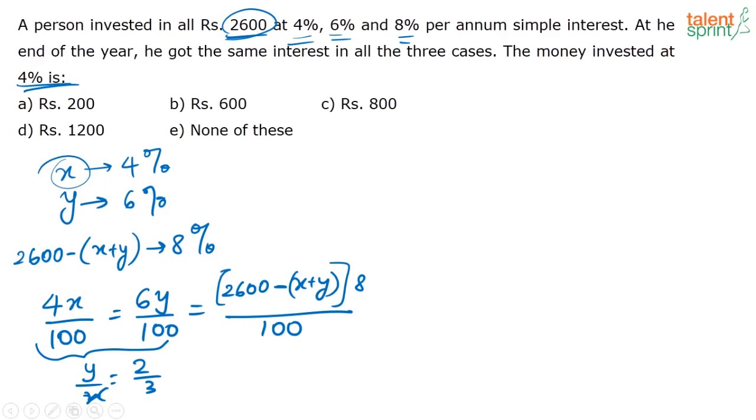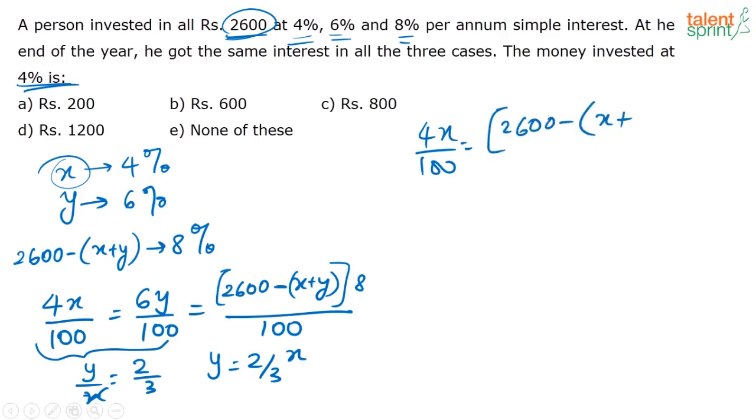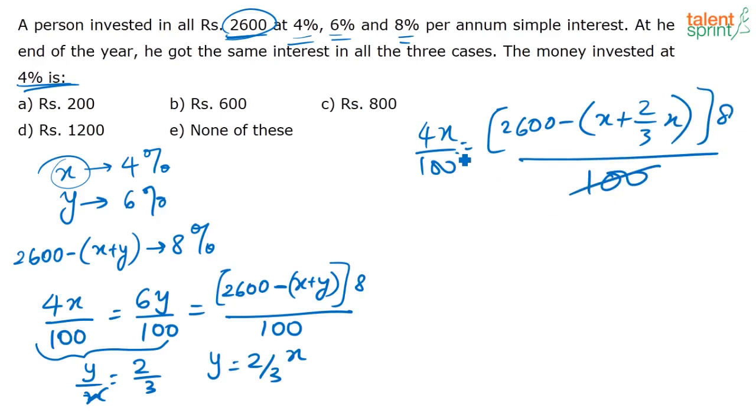So, I am trying to convert everything in terms of x and try to find the value of x. Or I can say y is equal to 2 by 3 x. Correct? Now, let me substitute that here and equate these two. So, what do we get? See, we know 4x by 100 is equal to 2600 minus (x plus y), I am writing it as 2 by 3x, into 8 divided by 100. So, just solve for this and find the value of x.